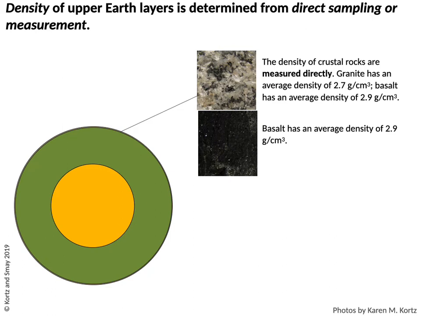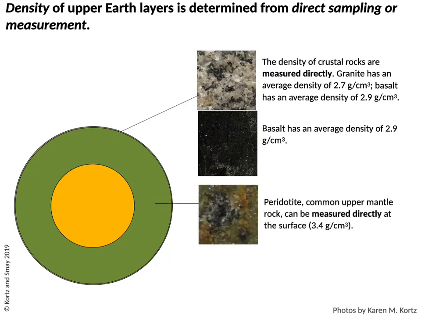You learned earlier that water has a density of about 1. Granite has a density of somewhere around 2.7 grams per centimeter cubed, or grams per milliliter. Basalt, which makes up oceanic crust, is a little bit more dense, around 2.9 grams per centimeter cubed. And peridotite, which makes up the upper mantle, the stuff that we can measure, comes in at about 3.4 grams per centimeter cubed.